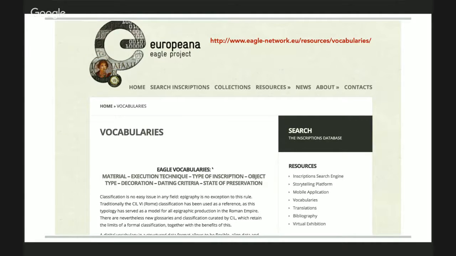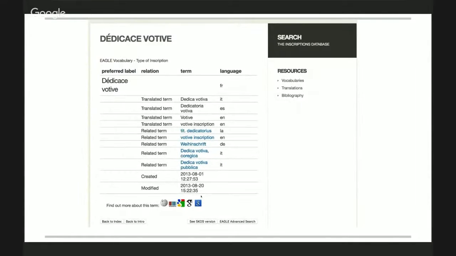So you see that there are the vocabularies, and they are categorized in different domains: material, execution technique, type of inscription, object type. And you remember that I used this category in my first lemma describing the Oros inscription at the beginning of the speech: decoration, dating criteria, state of preservation. And when you go further inside the categories, you see how it works. So you have one preferred label and all the mapped other categories and terms that are used in different projects, and that can be linked together in different languages, but also as different descriptive categories.